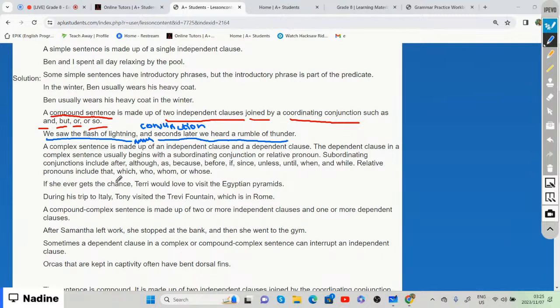So now we have a compound complex sentence. And a compound complex sentence is made up of two or more independent clauses and one or more dependent clauses.